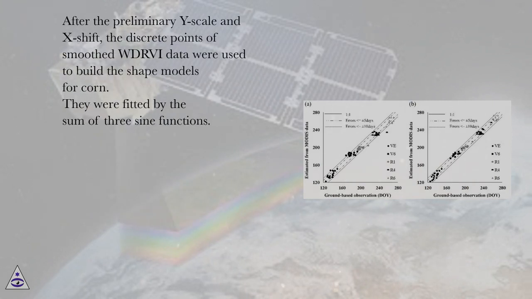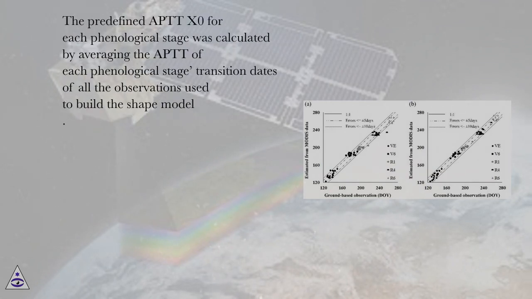After the preliminary Y scale and X shift, the discrete points of smoothed WDRVI data were used to build the shape models for corn. They were fitted by the sum of 3 sine functions. The predefined APTT x0 for each phenological stage was calculated by averaging the APTT of each phenological stage transition date of all the observations used to build the shape model.